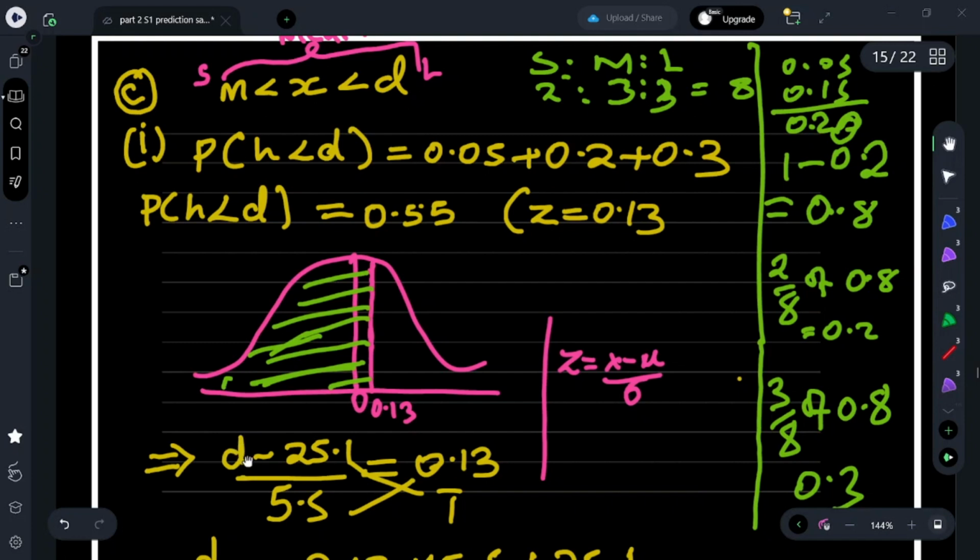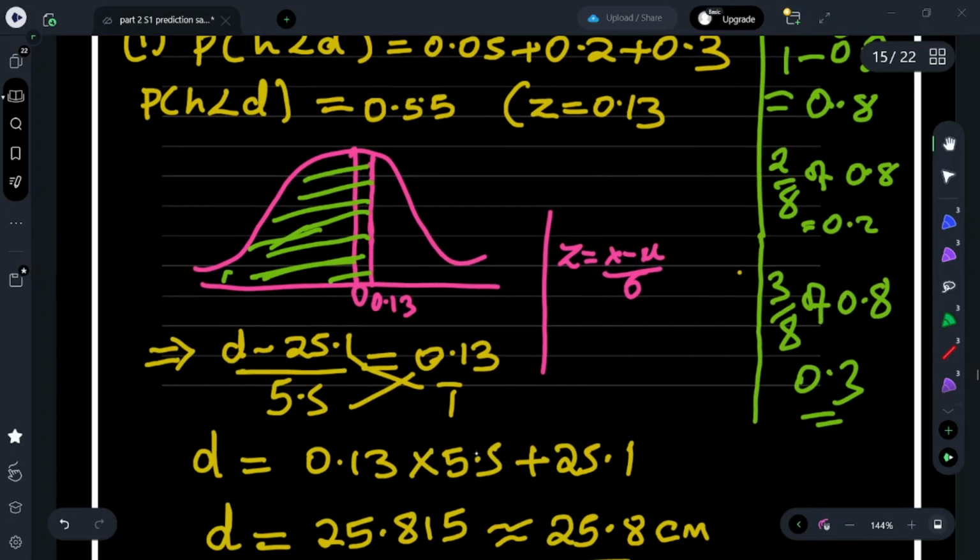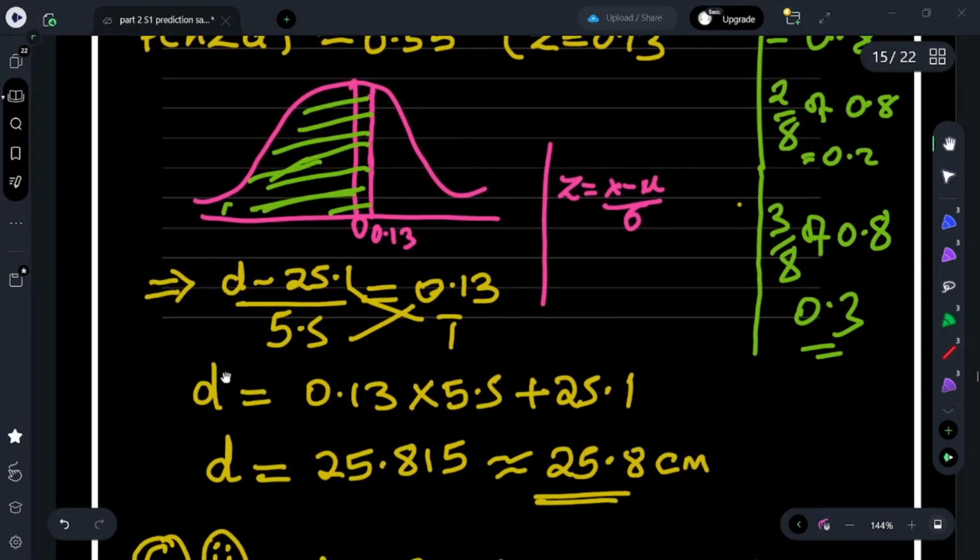So it's going to be d, representing the height, minus the mean, which is 25.1, divided by 5.5, equates to the Z value, which is 0.13. So we make d the subject of the formula. We have shown that d is equal to 25.8 centimeters. Nice.